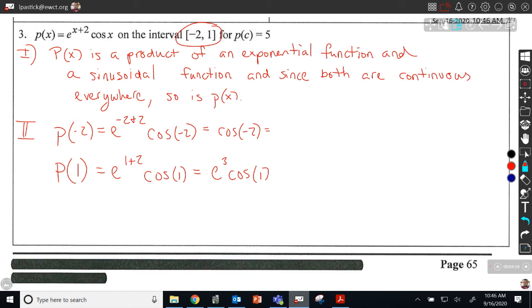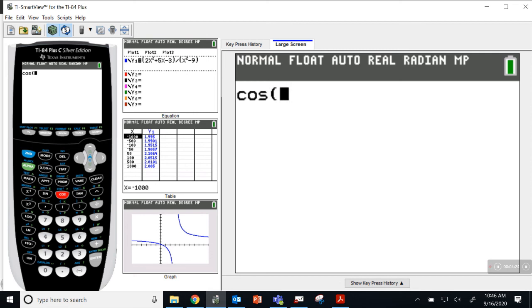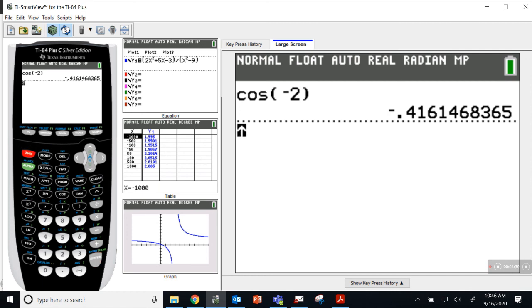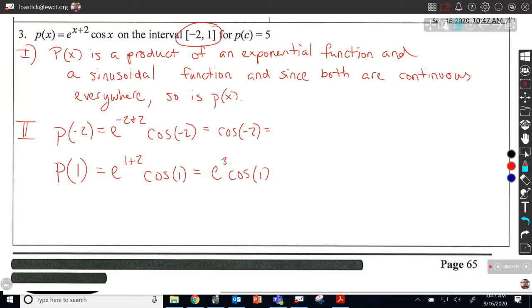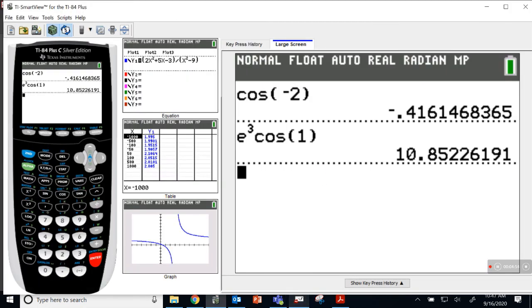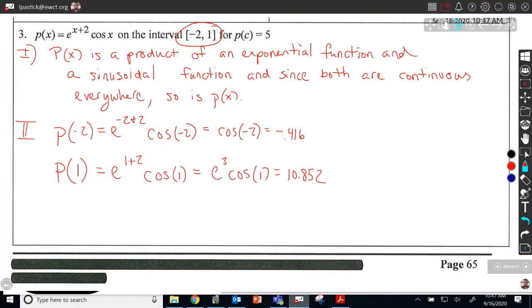I got to plug in cosine of -2 and e cubed cosine of 1. So let's do that. Cosine of -2, enter, and then e cubed. You can find the e function with an exponent down here. Cube, make sure you press right to get out of the exponent. Cosine of 1. And those are our two values: -0.416 and 10.852. Perfect.